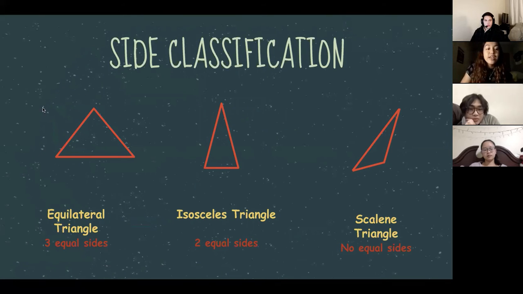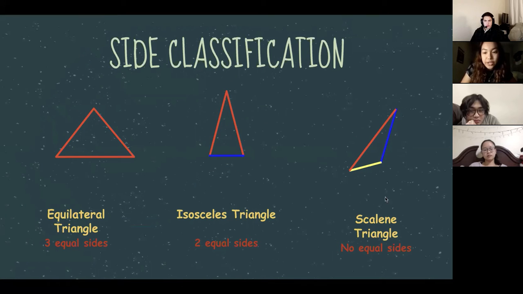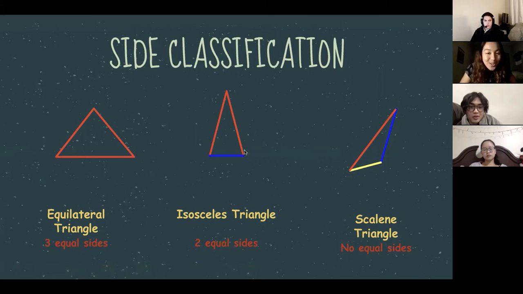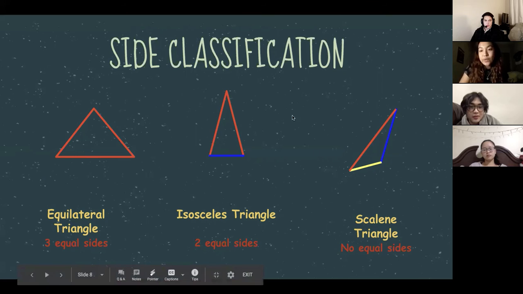All right, so the second type of classification is the side classification. Here we have the equilateral triangle, the isosceles triangle, and the scalene triangle. And we can see the sides better here. So equilateral has three equal sides, equilateral triangle. The isosceles triangle has two equal sides, and you can remember that because it starts with an I. Since we have two eyes, this triangle has two equal sides. And then the scalene triangle has no equal sides.